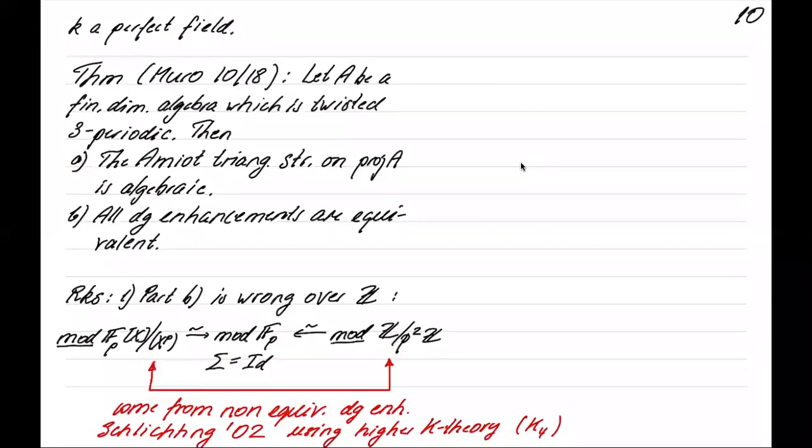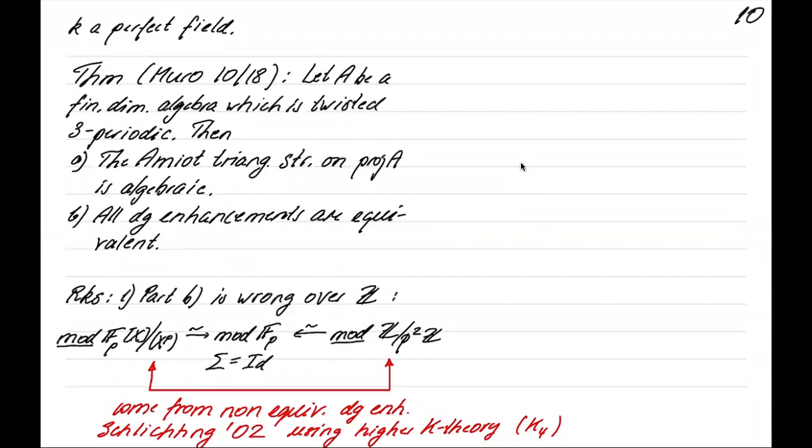But Schlichting has computed, using calculations of other people, that their fourth higher K-theory group is not the same, and so they are definitely not equivalent. And so this appearance of this type of torsion phenomena prevents an analogous statement in this case.